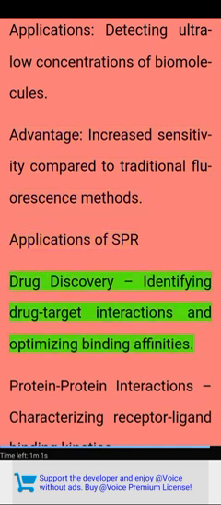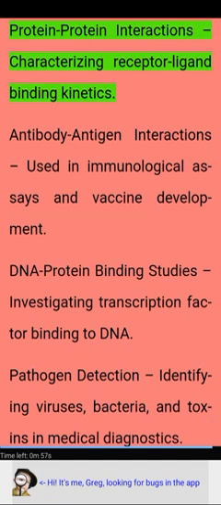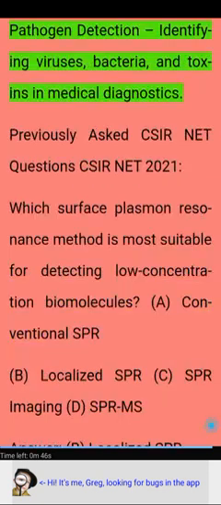Applications of SPR: drug discovery, identifying drug-target interactions and optimizing binding affinities. Protein-protein interactions, characterizing receptor-ligand binding kinetics. Antibody-antigen interactions, used in immunological assays and vaccine development. DNA-protein binding studies, investigating transcription factor binding to DNA. Pathogen detection, identifying viruses, bacteria, and toxins in medical diagnostics.